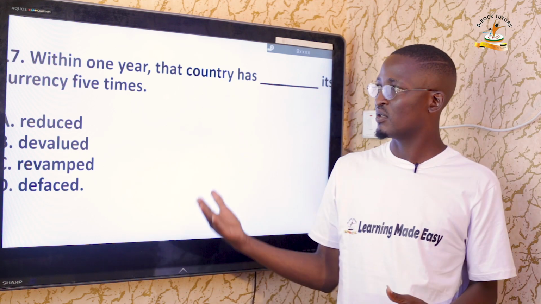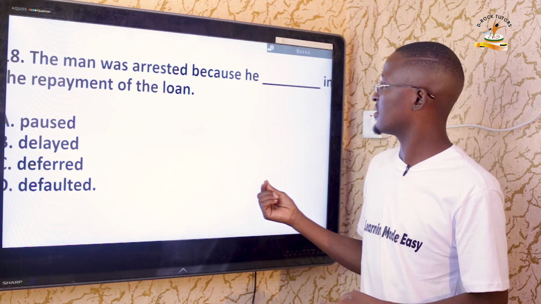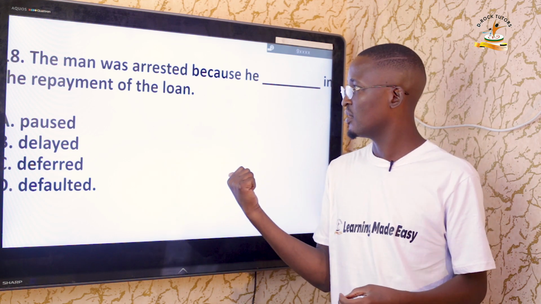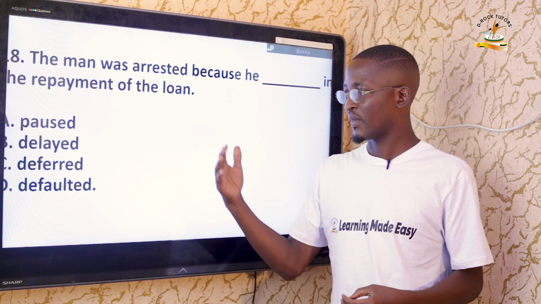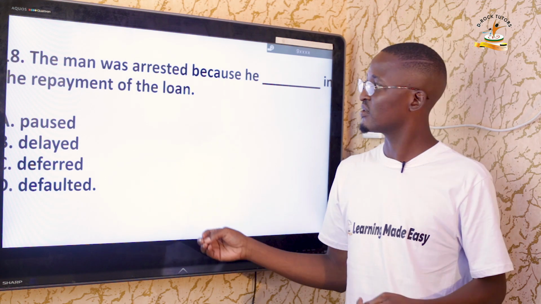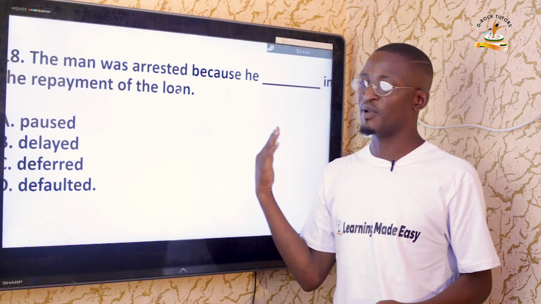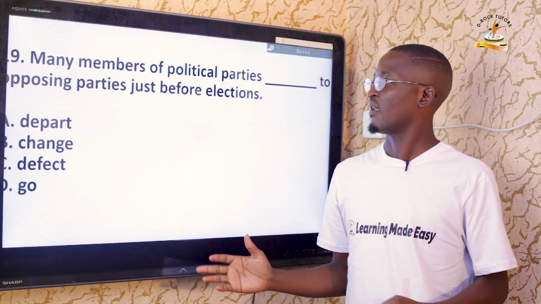Number 18. The man was arrested because he dashed in the payment of the loan. Passed, delayed, deferred, defaulted. Of course, we're talking about payment now. So you could have defaulted in your payment. So defaulted, option D.